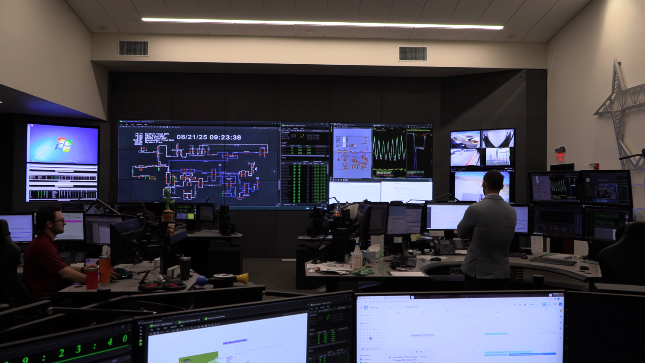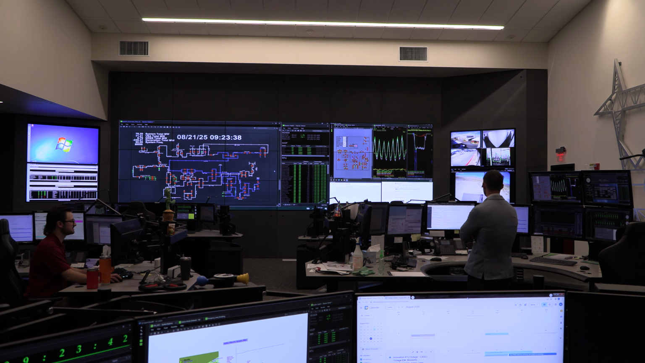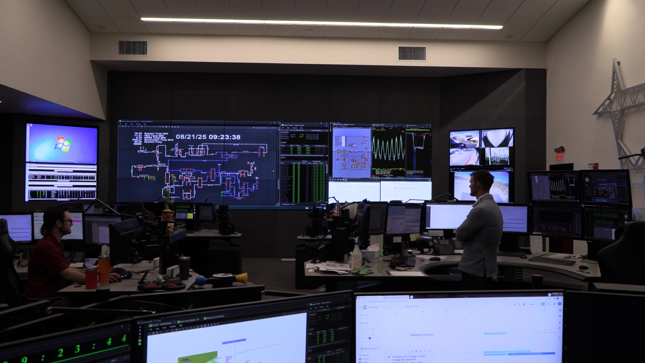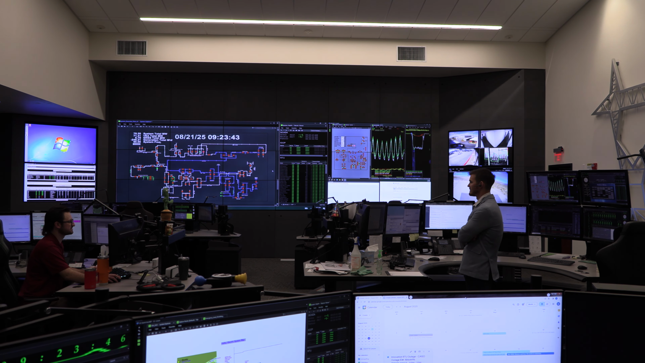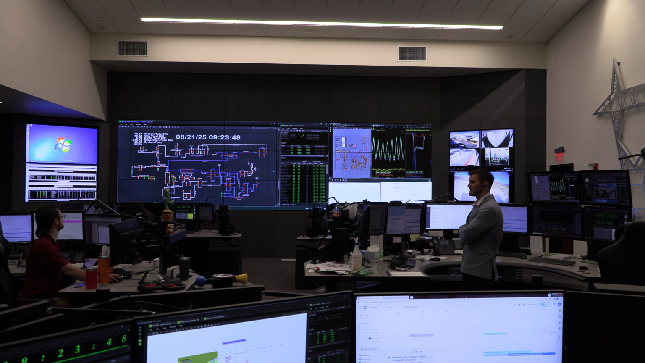Here in system operations, our main function is to monitor and control the overall electric grid, as well as the distribution system for Valley Electric. So we have both transmission and distribution. We watch a bunch of computer screens where we're receiving information from substations and other entities that we're connected to.